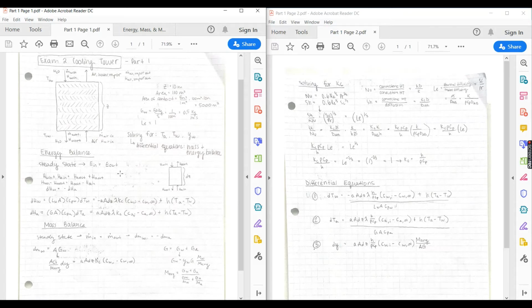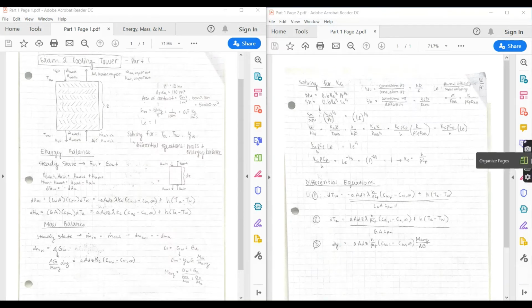This system is adiabatic and there's no work being done. So when we're talking about the energy in the system, we're talking about the enthalpy of the water in the air. When looking at the enthalpy coming into the system, we have the enthalpy of the water coming in plus the enthalpy of the air coming in, and this will be equal to the enthalpy of the water exiting the tower plus the enthalpy of the air and water vapor mixture exiting the tower.